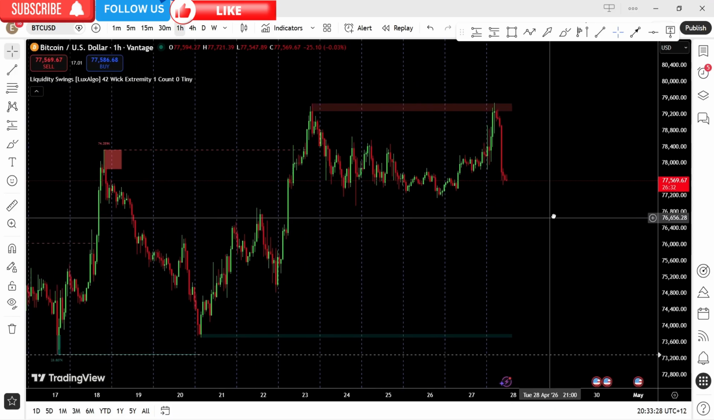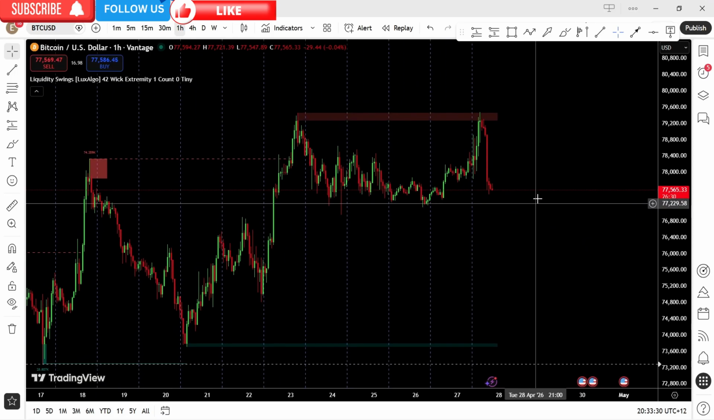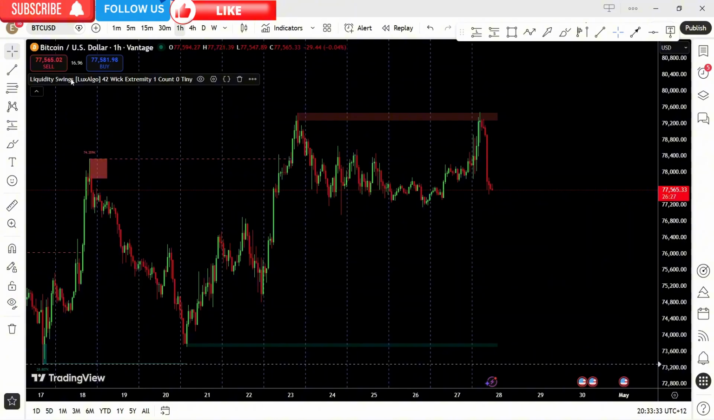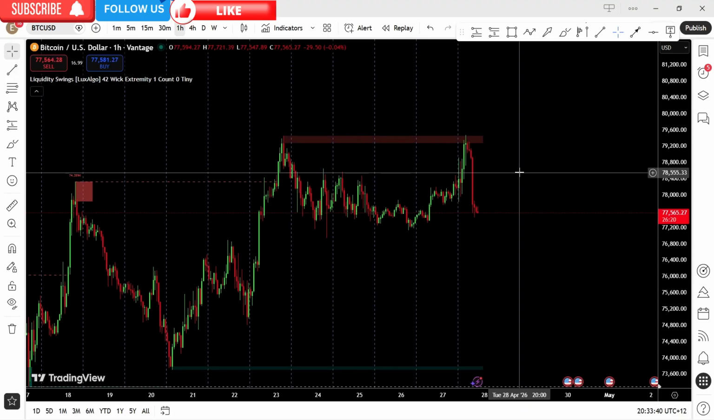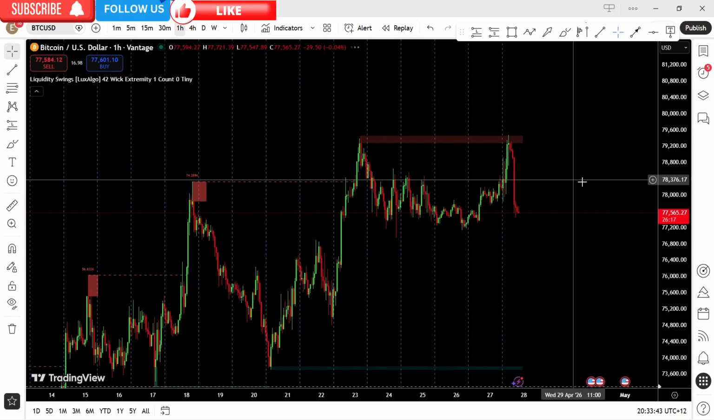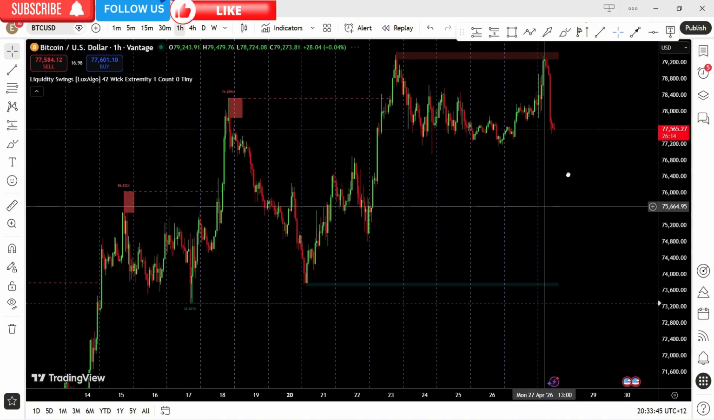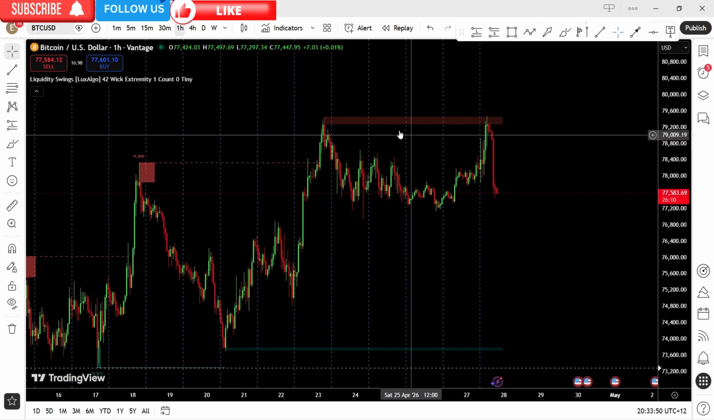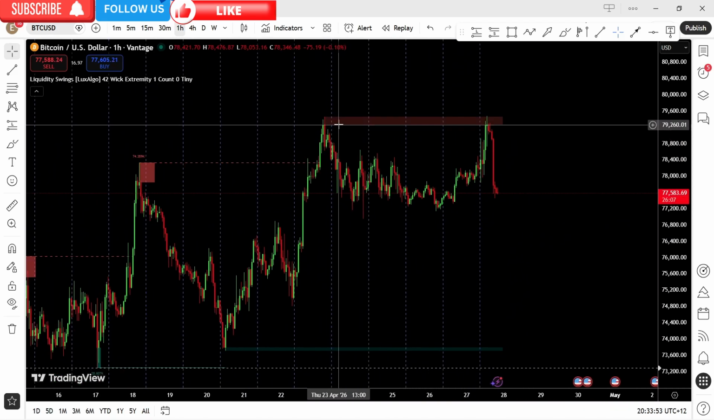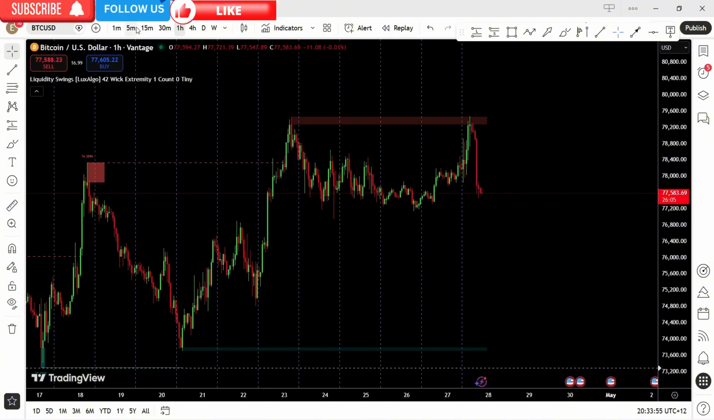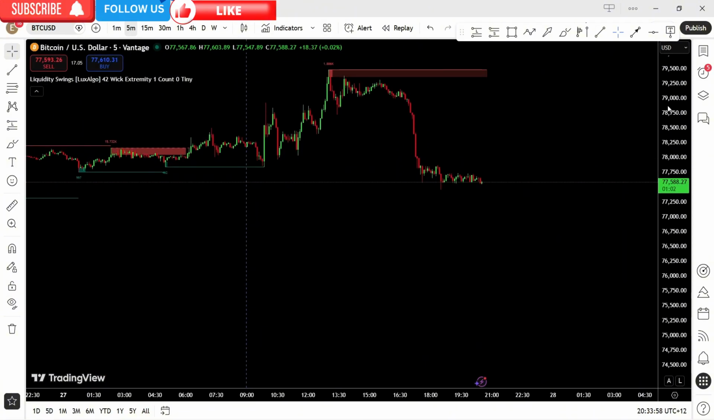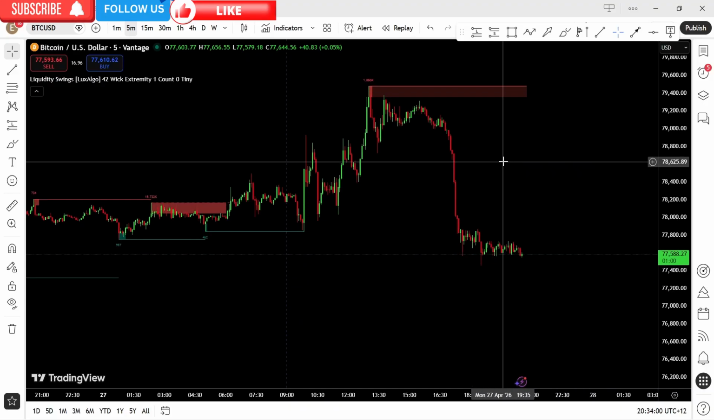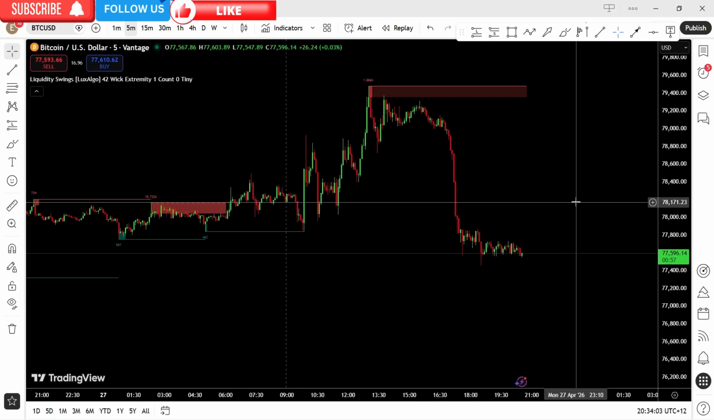So the liquidity sweep indicator is based off this type of indicator, not this exact indicator, but this Liquidity Swings by LuxAlgo. This is very similar to how the indicator works on the EA. So this is basically looking at liquidity levels in the market. As you can see today, there was a liquidity level above here, and it just swept that liquidity level, and then the price reversed. So it gives liquidity levels on all the different time frames.